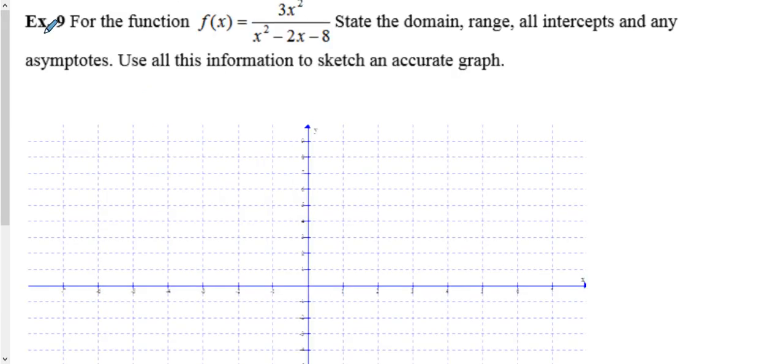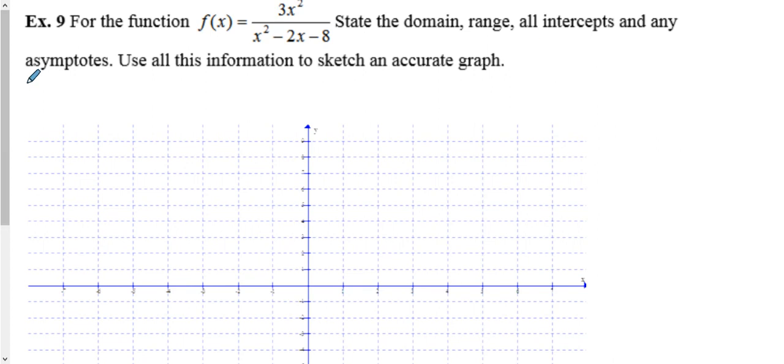For the very last example here, we got the function 3x squared divided by x squared minus 2x minus 8. State the domain, range, all intercepts, and any asymptotes. So you're basically going to run this question in full, writing down all the characteristics, as many as you can, and sketching after you have all that done. So the very first thing I'm going to do is factor that denominator. That denominator definitely needs to be factored.